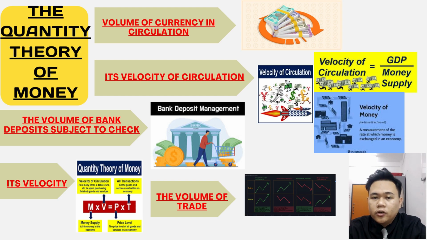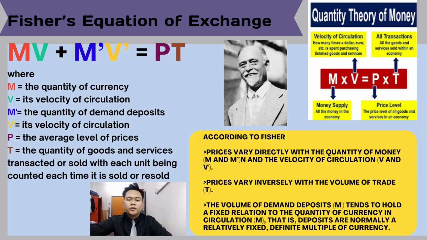The quantity theory of money has five determinants of the purchasing power of money, or inversely, the price level. The first one is the volume of currency in circulation. Second is the velocity of circulation. Third is the volume of bank deposits subject to check. The fourth is their velocity, and the last one, fifth, is the volume of trade.